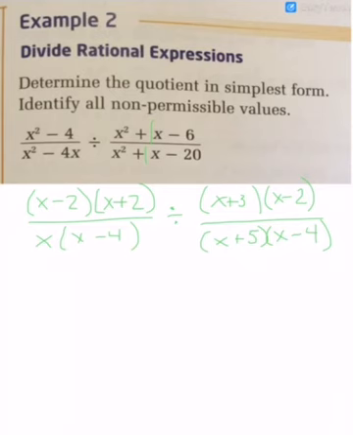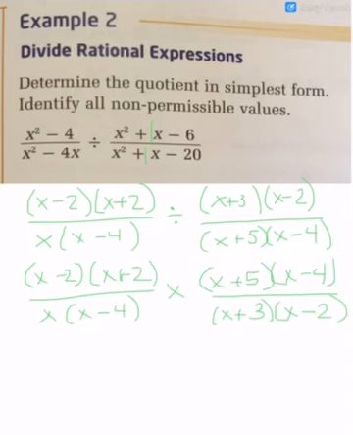Okay. Next, when you're dividing, again, you do have to flip it. So the second part here is going to get flipped. So we have x minus 2 and x plus 2 on this side. And then again, I just flipped the other side. Now there's one little catch with non-permissible values here, because remember we do non-permissibles before we simplify.